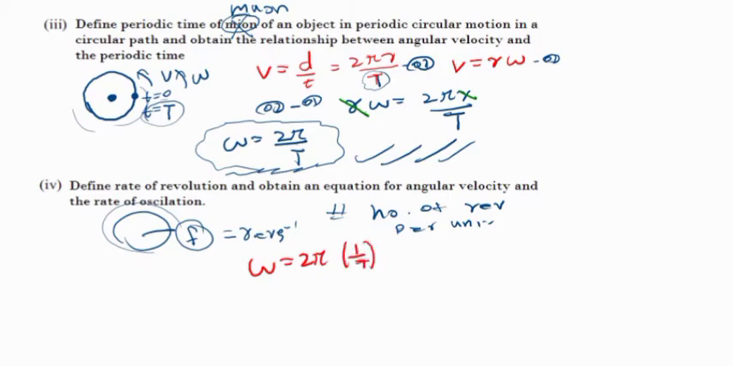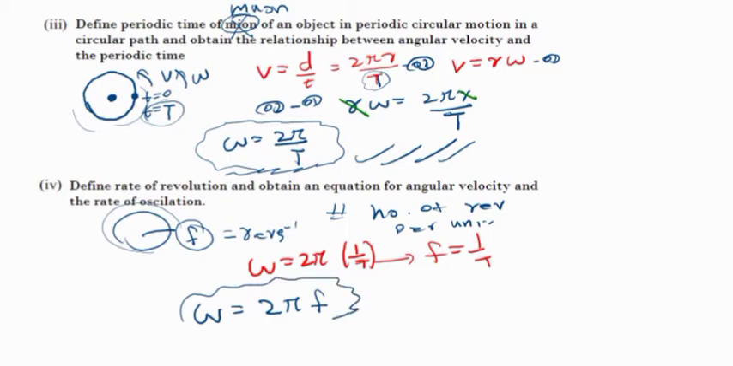What is 1 over capital T? We know one thing: frequency is equal to 1 over capital T. Now I can write the equation in this manner: omega is equal to 2 pi f. This is a really essential equation you have to remember. Okay, now let's move to the other part.